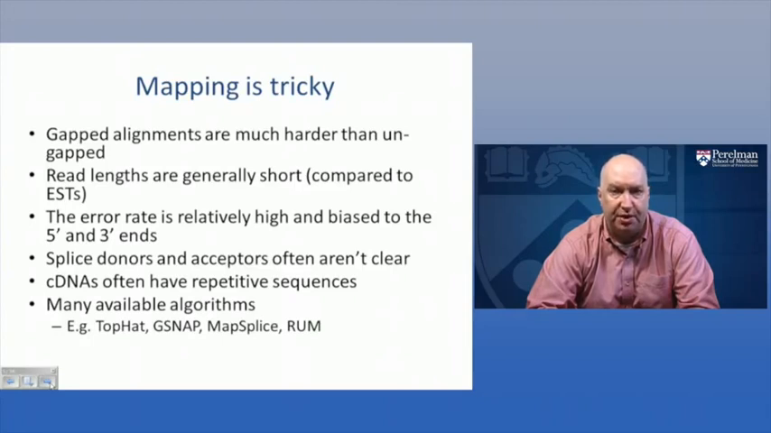Splice donor and acceptor sites, when you're mapping, often aren't clear, so you can have mismapping occurrences. And cDNAs often have repetitive sequences. There are a number of ALU repeats that are in thousands of human cDNAs, and these repetitive sequences can be extremely difficult to map accurately, if not impossible, without a paired end. There are many available algorithms to tackle this mapping problem. Some of the most popular are TopHat, GSnap, MapSplice, and RUM. And it's safe to say that none of them can do the job perfectly, and all of them have their quirks.